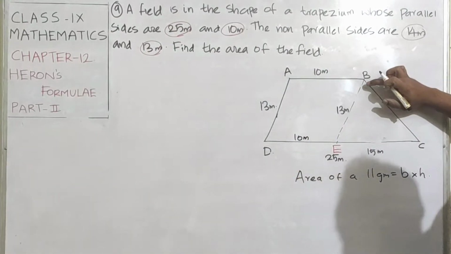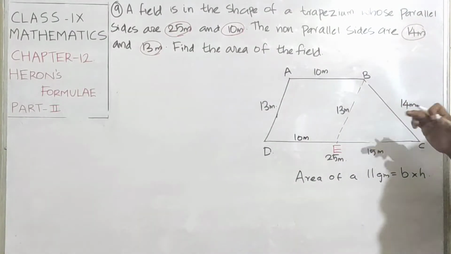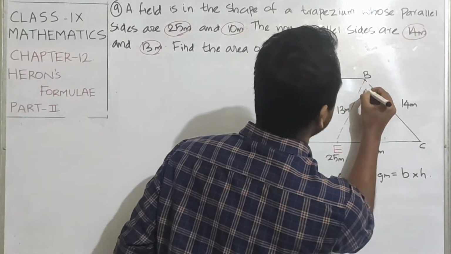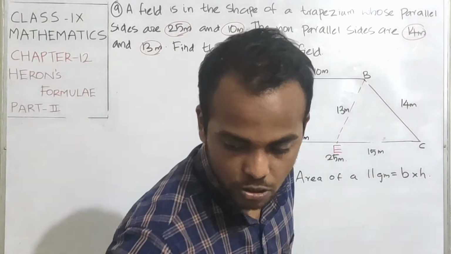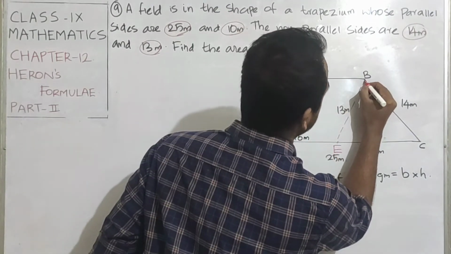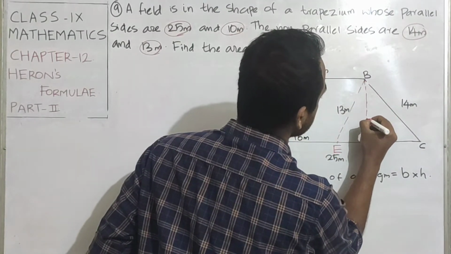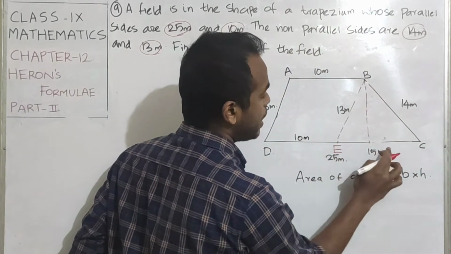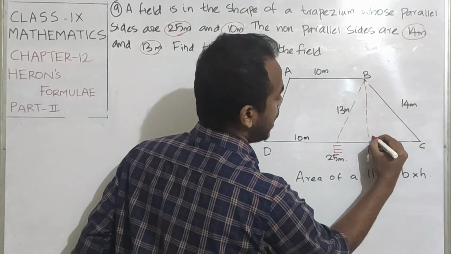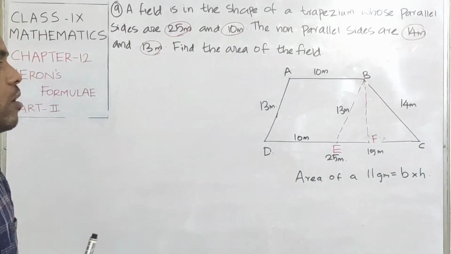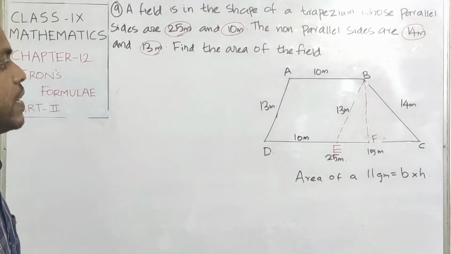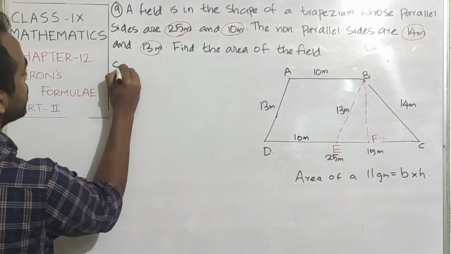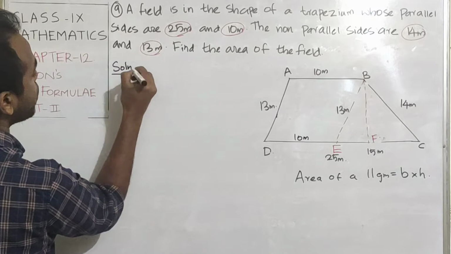But we can find the height of this triangle. How? We will come to that. For time being, let us draw a line like this. You will understand why I have drawn that. Let's draw a perpendicular from B to the side EC and we will name it as F. So these are the arrangements that we need to do prior to finding the answer. Now let's try to find the answer one by one.